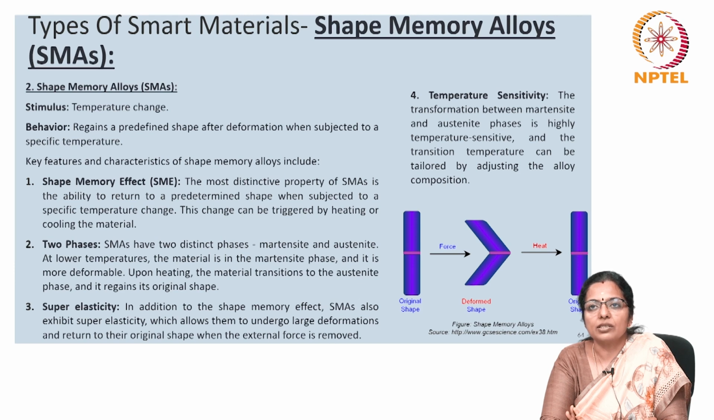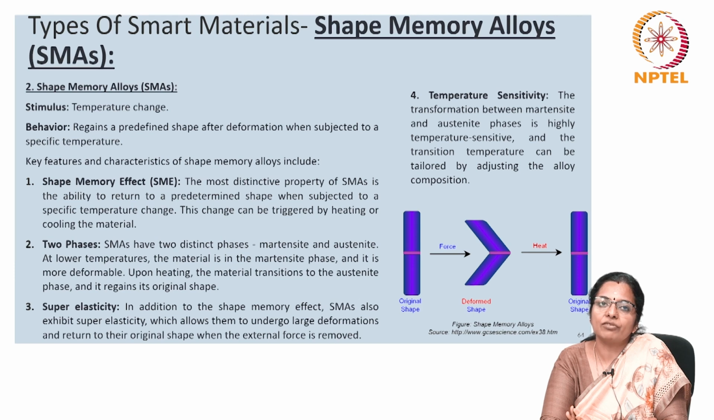At lower temperatures, the material is in the martensite phase and it is more deformable. Upon heating, the material transitions to an austenite phase and it regains its original shape. This material can have superelasticity. In addition to the shape memory effect, shape memory alloys also exhibit superelasticity, which allows them to undergo large deformations and return to their original shape when the external force is removed.